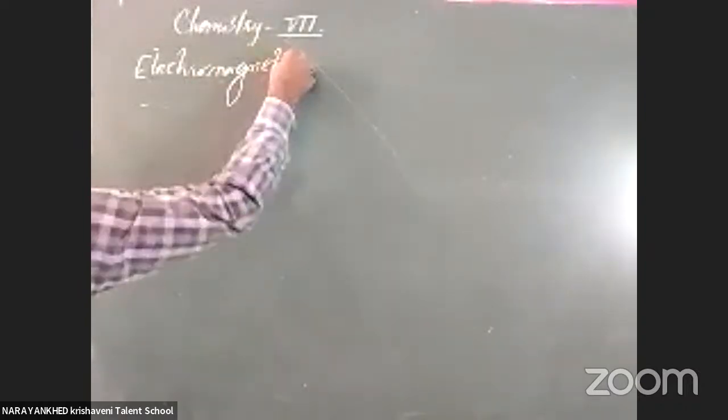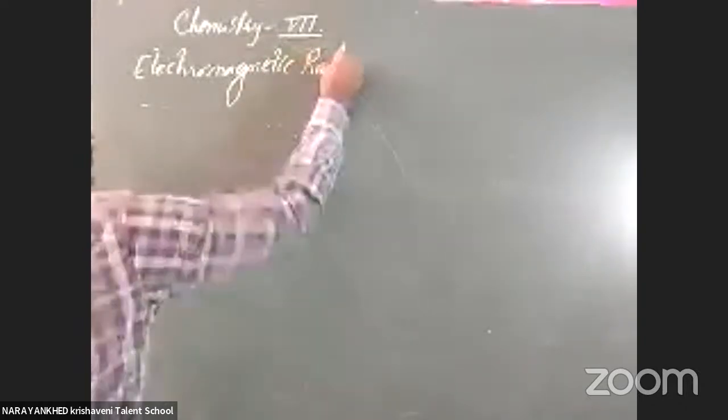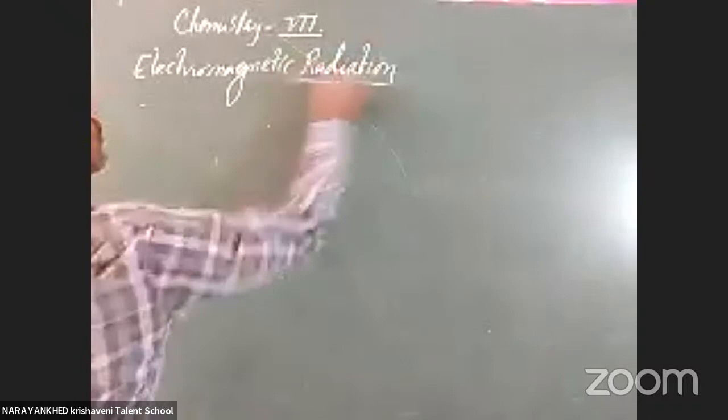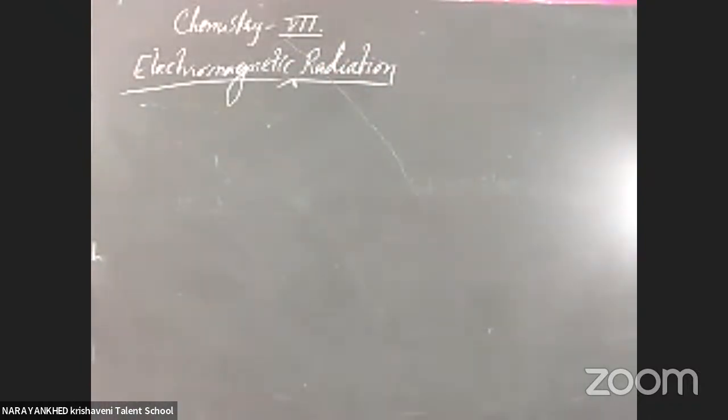There is electromagnetic radiation. That is very, very important to see the atom. Electromagnetic radiation: many types of waves are there. How many types of radiations are there in this electromagnetic radiation? Once we have to check it.